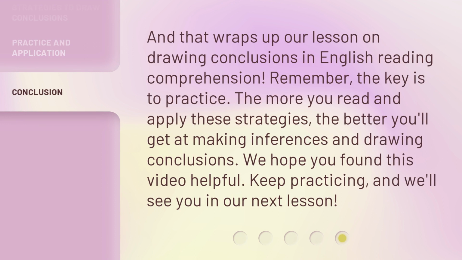And that wraps up our lesson on drawing conclusions in English reading comprehension. Remember, the key is to practice. The more you read and apply these strategies, the better you'll get at making inferences and drawing conclusions.